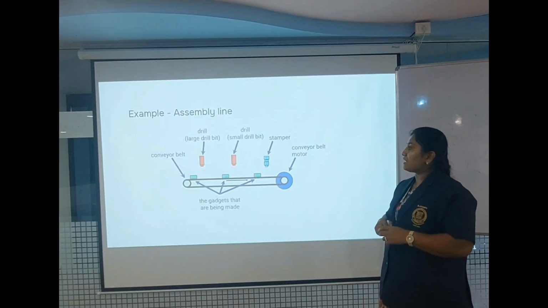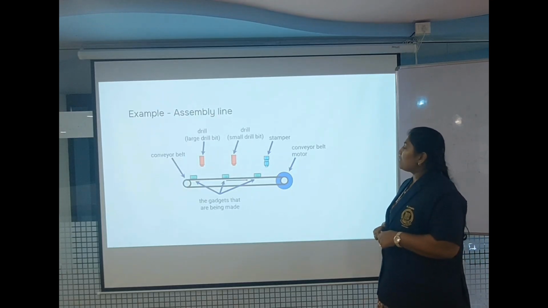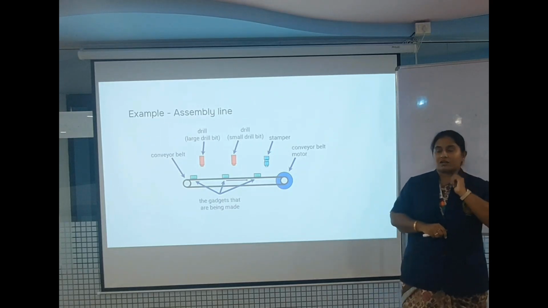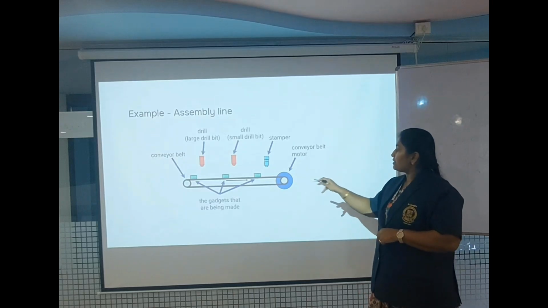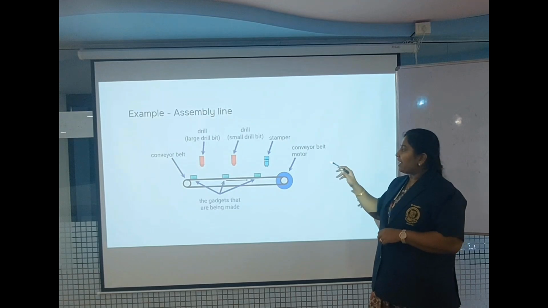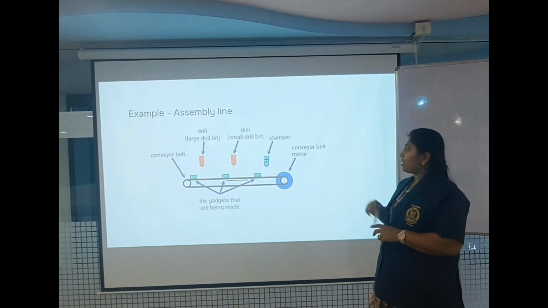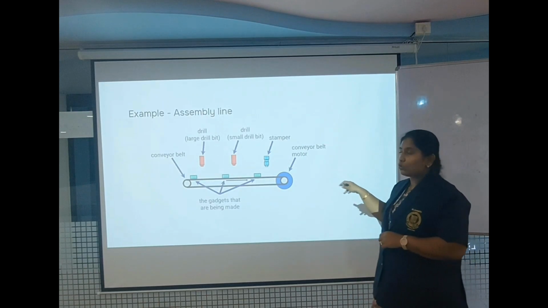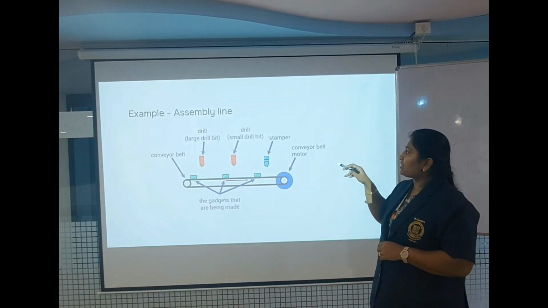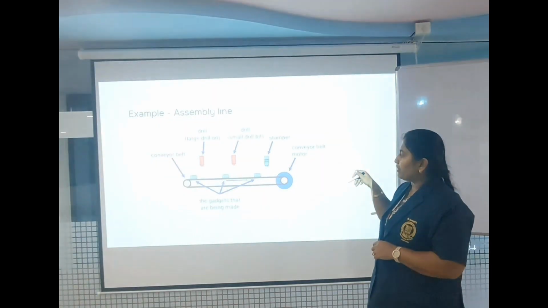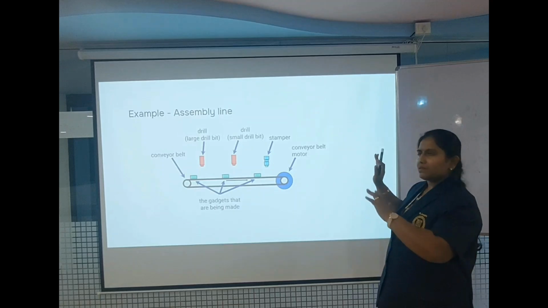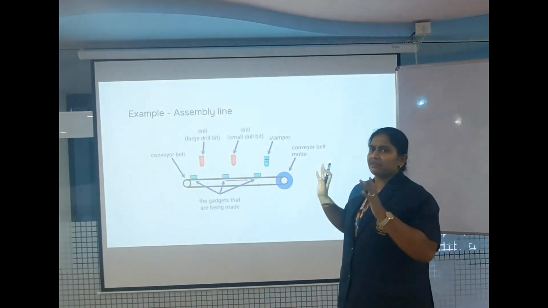And here we can see an example of an assembly line. An assembly line is pretty much seen in any automated factory. And here we can see several different operations being held on different stages. So we can see a conveyor belt which is controlled by a conveyor motor. Say there are two drill bits, a large drill and a small drill, and there is a stamper, and the gadgets are being made on the belt. So this is a setup which is seen in most automated factories.